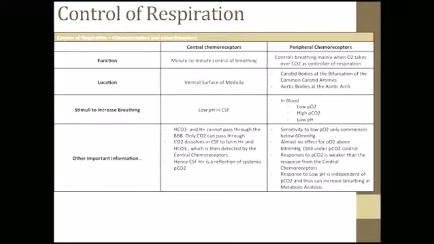And the mechanism for this is because HCO3- and H+ are ions and cannot cross the blood-brain barrier, so only CO2 can pass through. So what CO2 does is that it passes through the blood-brain barrier, dissolves in your cerebrospinal fluid, and this then forms H+ and HCO3-, and H+ is then detected by central chemoreceptors.